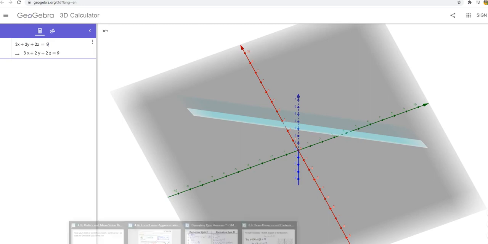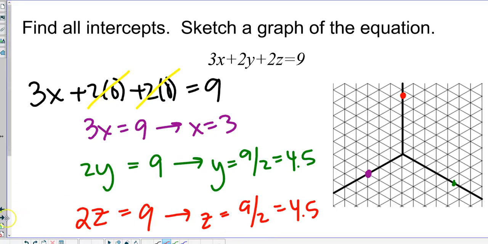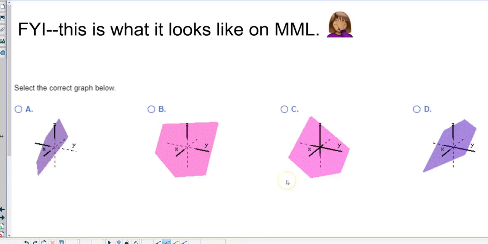Now, I want to show you what this looks like on MyMathLab, because to me it is not very intuitive at all. So this is what it looks like on MyMathLab. These are your options. The first year, a couple of years ago, when I started doing MyMathLab, I worked through them, and I was like, what? What is the right answer? Any idea?